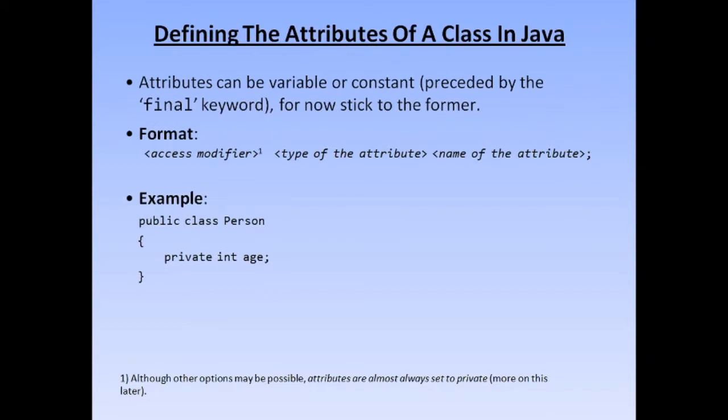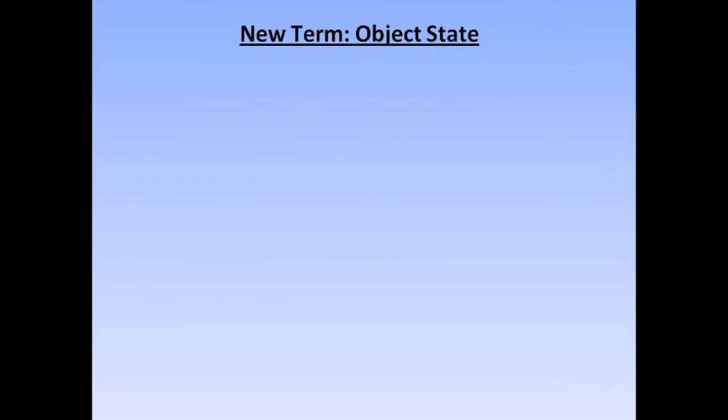Now how can we define the attributes of a class? As you can see in this example, a person class has an attribute of age. First we start with the declaration of the class person, and then inside the curly braces we define, first of all, the scope of that attribute. Here in this case it is age, and we also specify the data type.